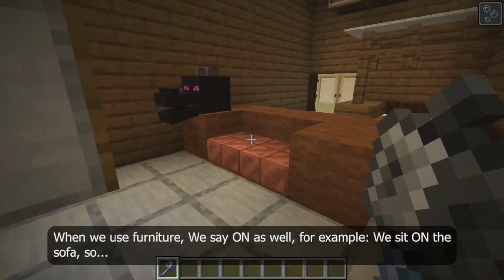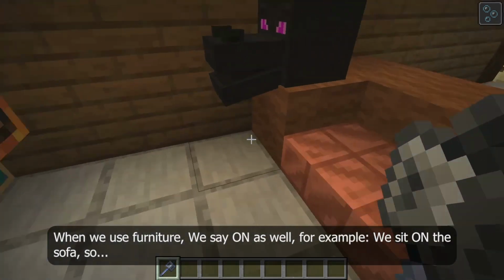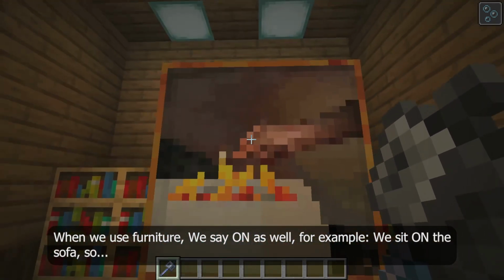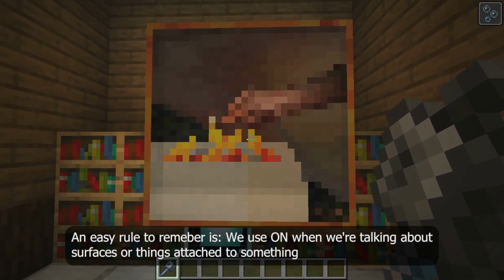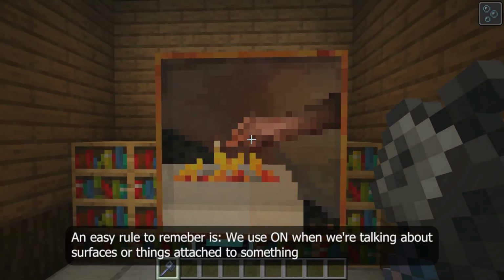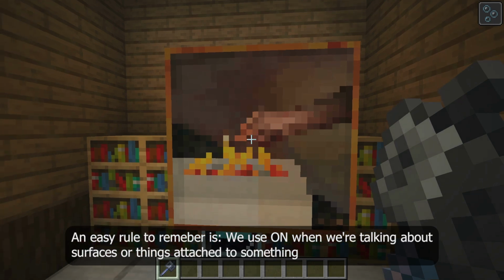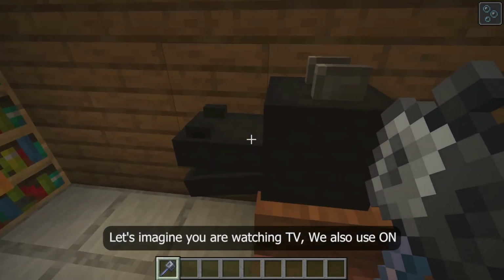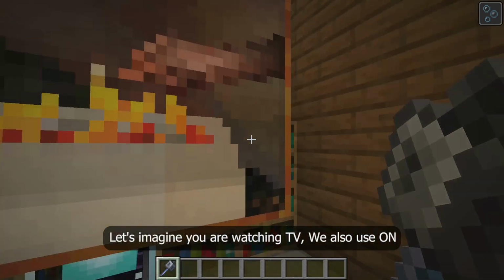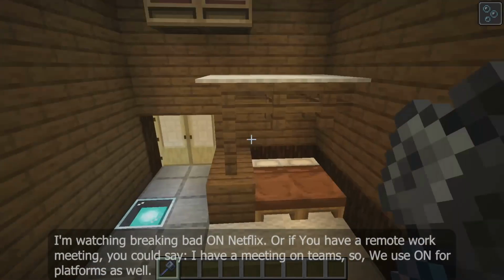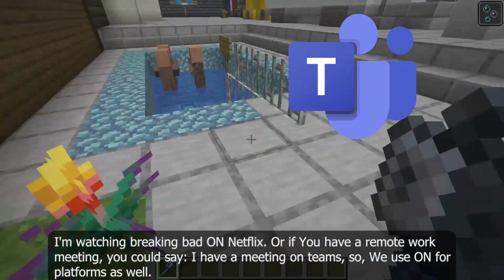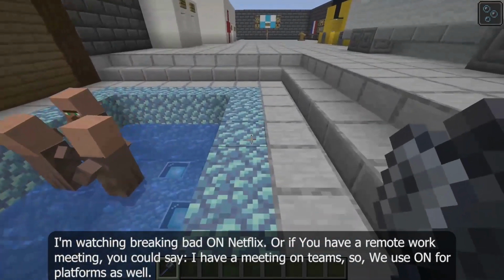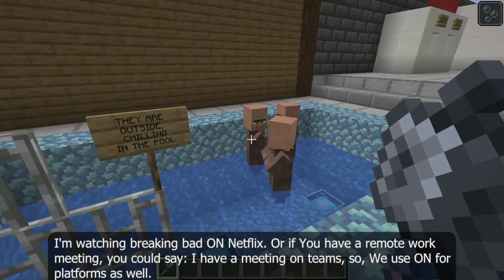When we use furniture, we say on as well. For example, we sit on the sofa. So, an easy rule to remember is we use on when we are talking about surface or things attached to something. Let's imagine you're watching TV. We also use on. I'm watching Breaking Bad on Netflix. Or if you have a remote work meeting, you could say, I have a meeting on Teams. We use on for platforms as well.